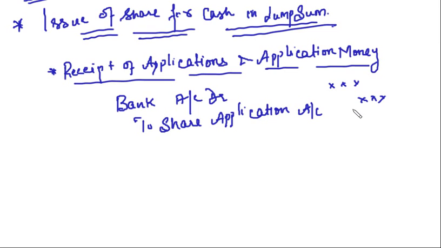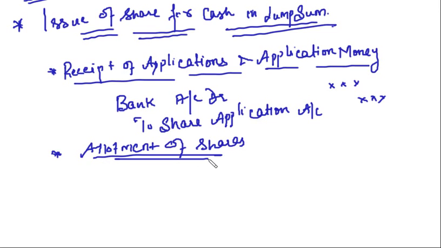Now it is upon you to accept the applications or reject the applications, isn't it? It is upon the company whether they accept applications or whether they reject applications. Now if you have accepted the applications, what will be the next step? If you accept the applications, what will be the next step? Next step will be allotment of shares. You will give them the shares, right? Allotment of shares.